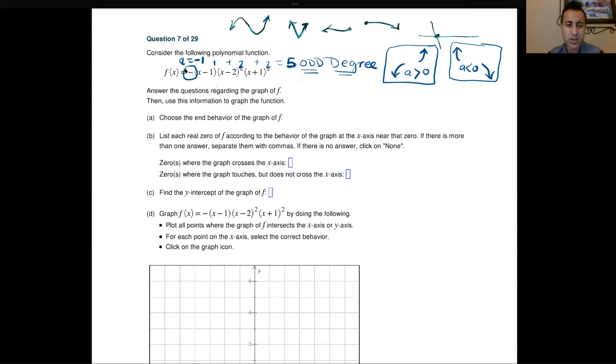So choose the end behavior of the graph. We will say, since this is negative, it will rise on the left, and it will fall on the right. Then the next question is where does it cross the x-axis, or the zeros?